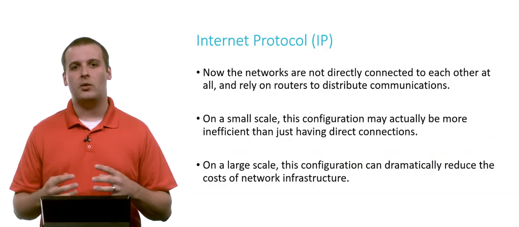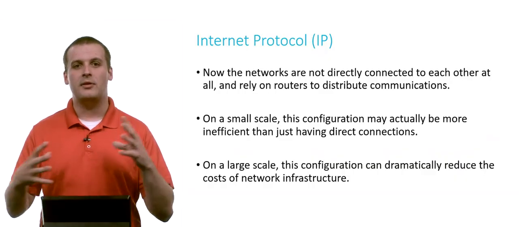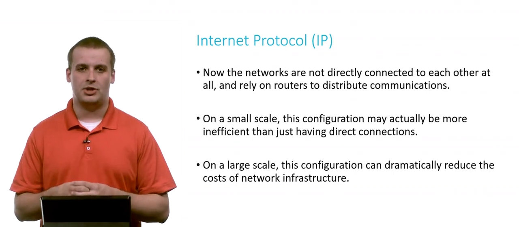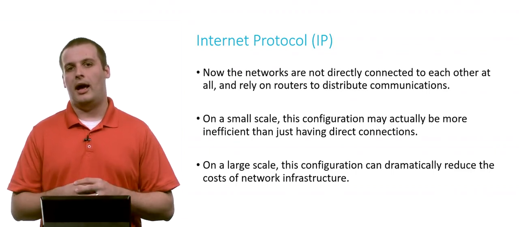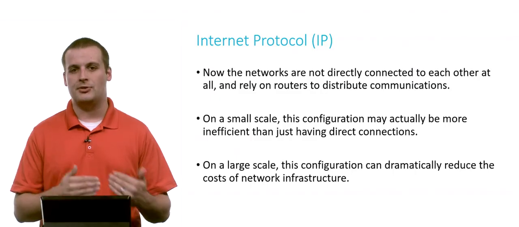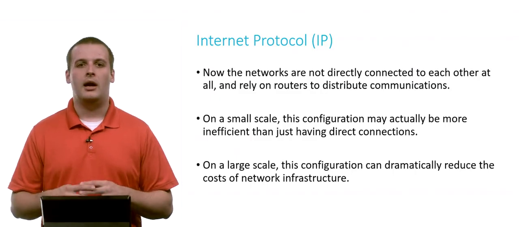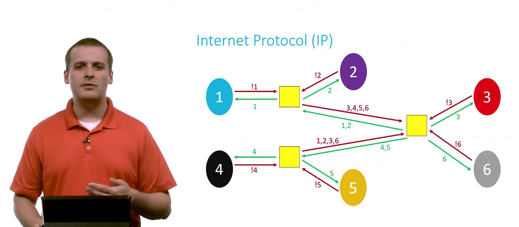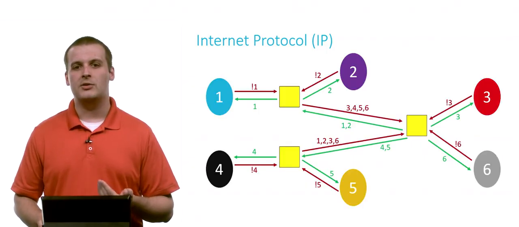But on a large scale, we can scale the system a lot better. It's really going to reduce our costs of network infrastructure to have intermediary routers whose job it is to move traffic from the sender to the receiver, from point A to point B, as opposed to wiring everybody together. So let's take a look at an example of information traveling using this internet protocol.